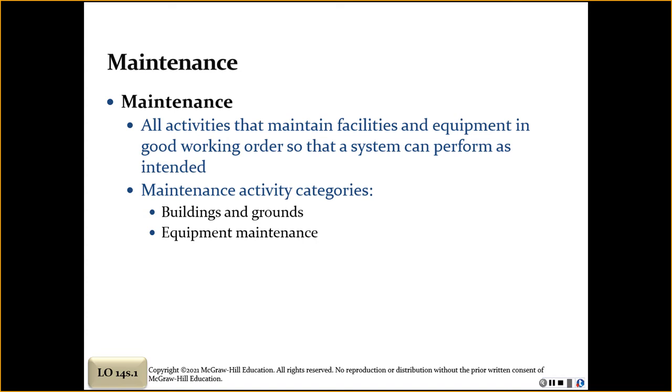Buildings and grounds is responsible for the appearance and functioning of buildings, things like parking lots and lawns and fences. Anything that's outside of the facility is considered buildings and grounds. Equipment maintenance is responsible for maintaining machinery that's used to produce products, and any type of equipment, keeping it in good working condition and making any necessary repairs the equipment may need.